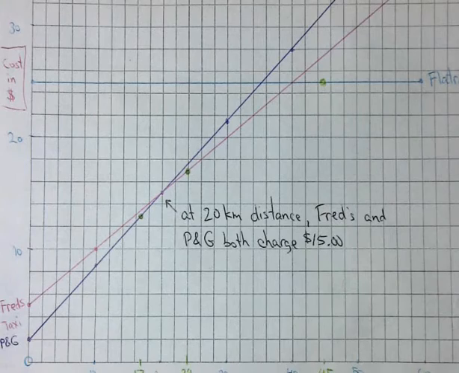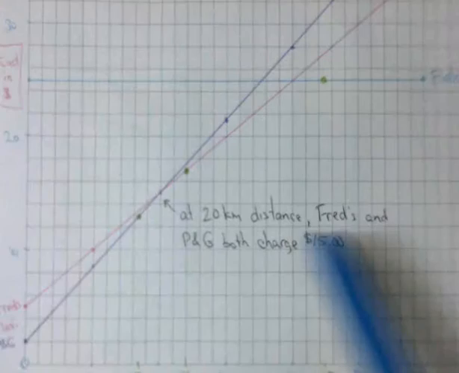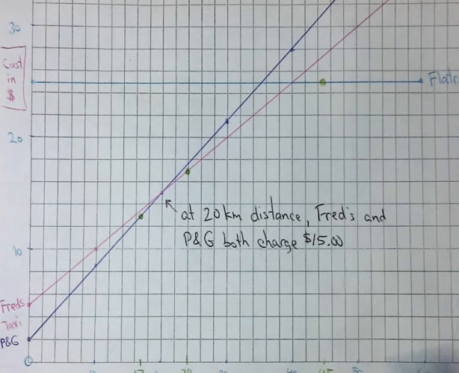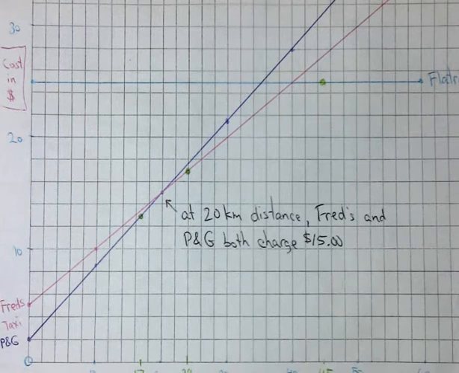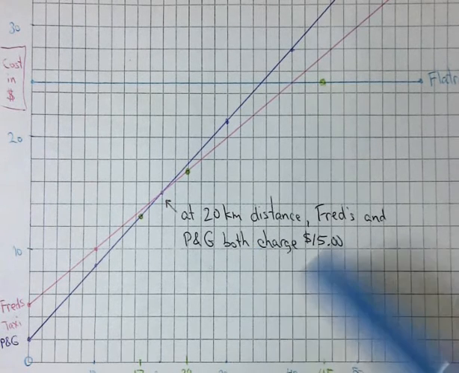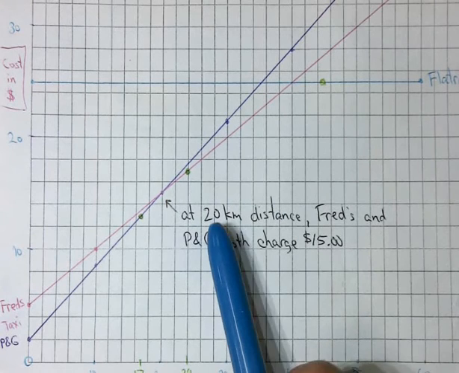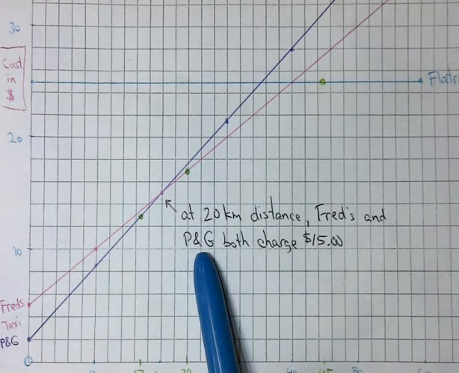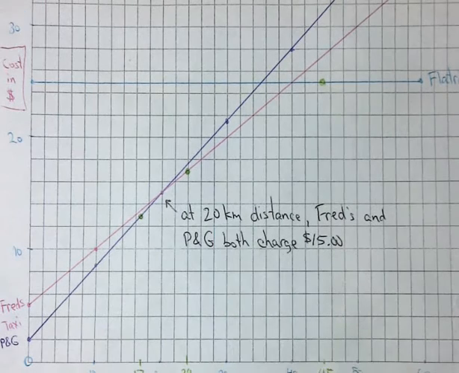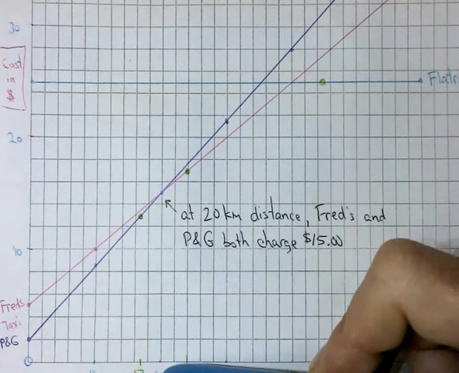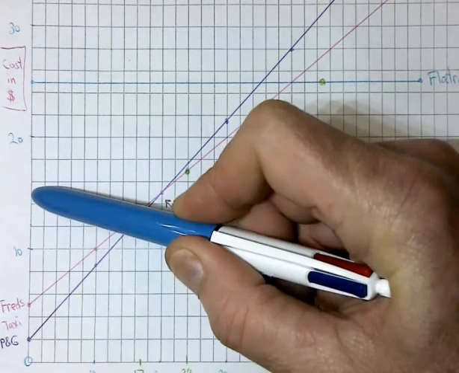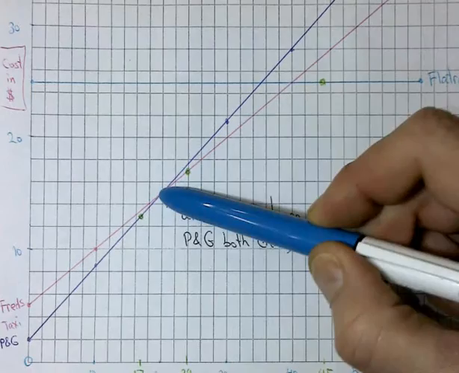And we notice they cross. So that's going to come in handy to answer this question, at what distances is P&G a better deal? Well, if you want to use your GeoGebra, you can create that spreadsheet or add to the spreadsheet a distance of 20 kilometers. And what we see is that Fred's and P&G both charge $15 when the distance is 20 kilometers. And that makes sense here because at 20 kilometers, we see that is exactly between 10 and 20, which is 15. So that makes sense.